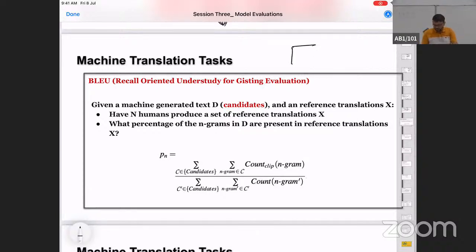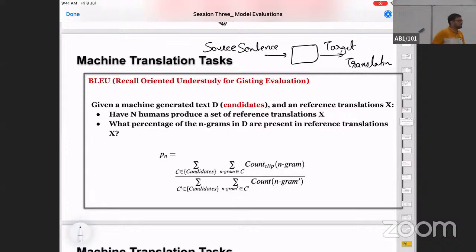So we have a model. You pass, suppose, a sentence, which I'm calling the source sentence, and then it generates its target translation. Again, this looks very similar to a summarization task. If we have human generated translations, we can always compare our machine generated translation with the human generated translations.